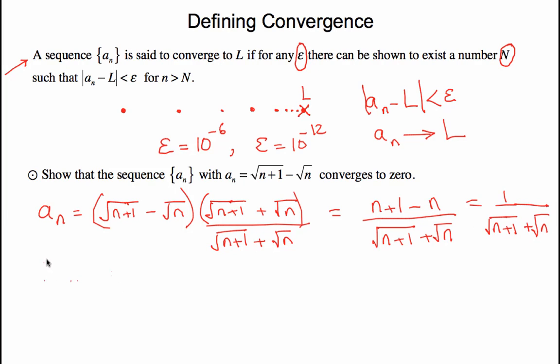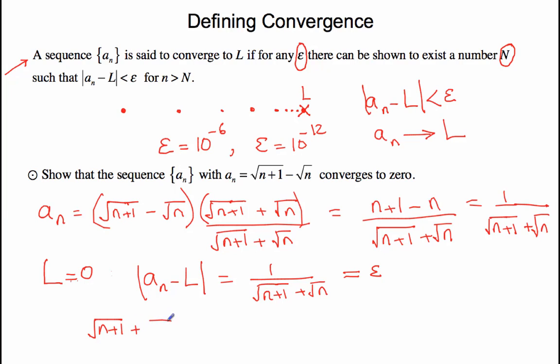Now what I want to do is show that the limit L equals 0 is approached by an. So suppose we take the absolute value of an minus L. Well, since L is 0, that's 1 over the square root of n plus 1 plus square root of n. And now, if that is equal to epsilon, let's see what value of n will give us this. Let's solve this. And so we need to solve square root of n plus 1 plus square root of n equals 1 over epsilon. Now, since n is going to be very large, I might as well write this as 2 times square root of n is equal to 1 over epsilon, in which case n is 1 over 4 epsilon squared.